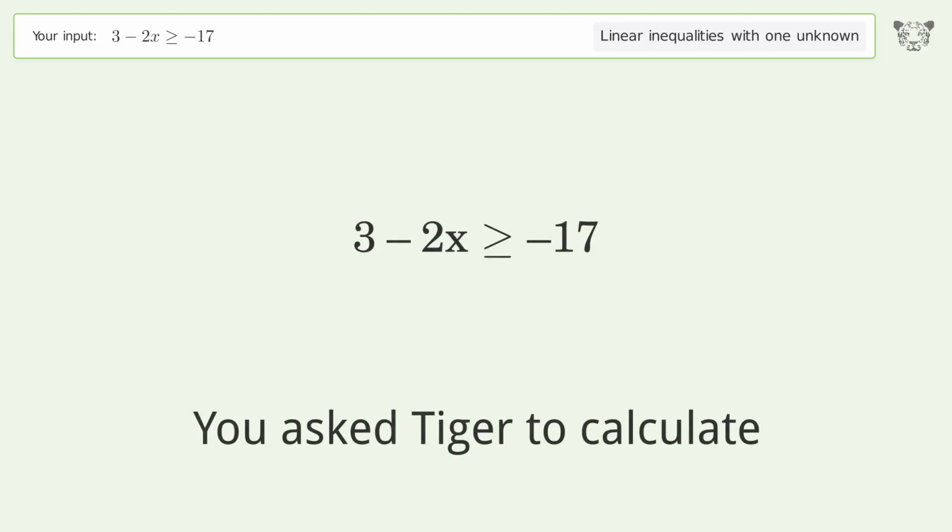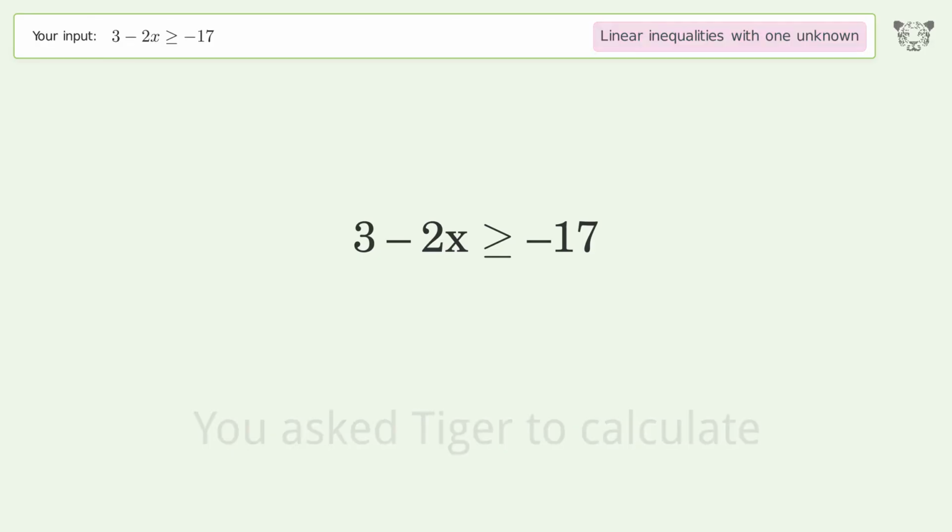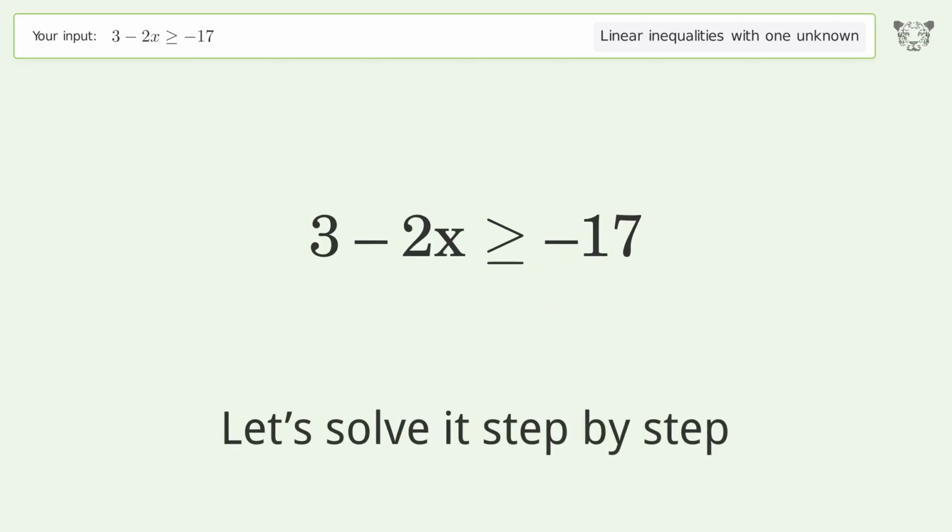You ask Tiger to calculate. This deals with linear inequalities with one unknown. The final result is x equal or smaller than 10. Let's solve it step by step.